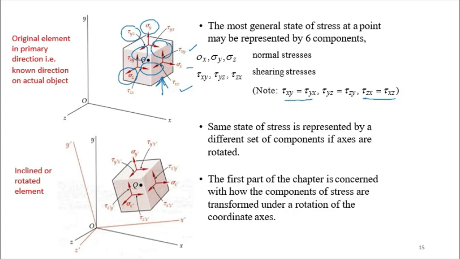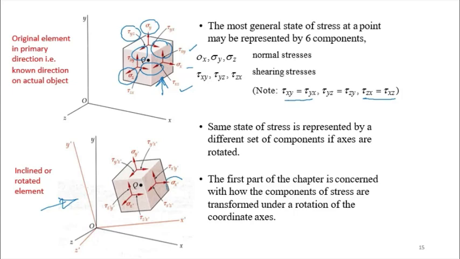But then this state of stress can also be transformed. In other words, the value of stresses on each surface will change if we change the orientation of the stress element. If we incline it towards a certain axis, then the stresses on each of the surfaces will change. So we denote here sigma x becomes sigma x prime, right?